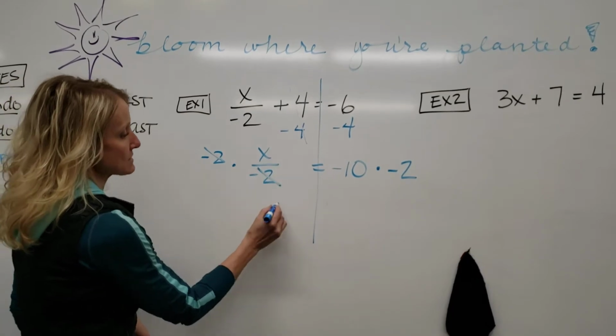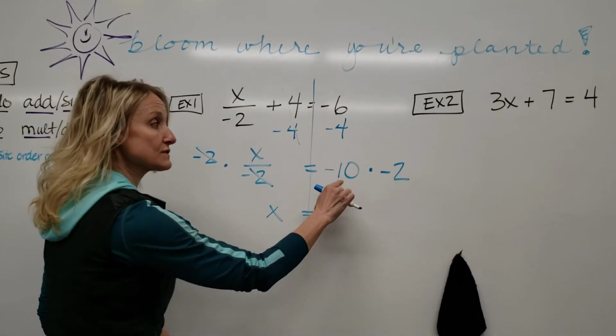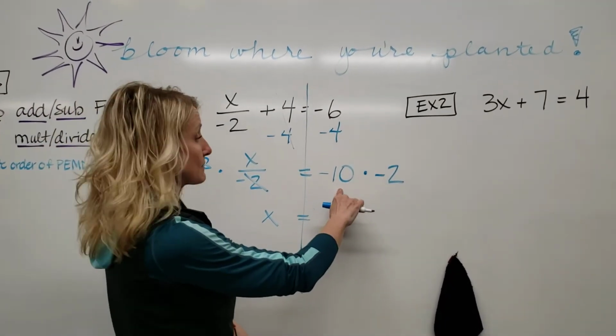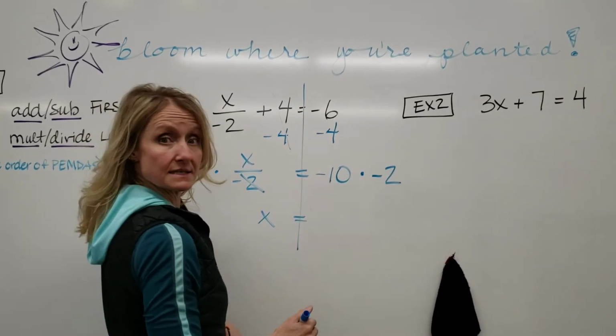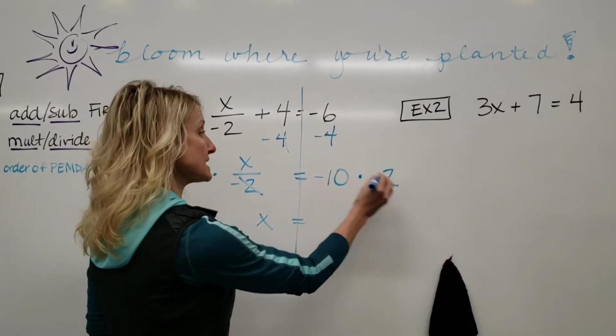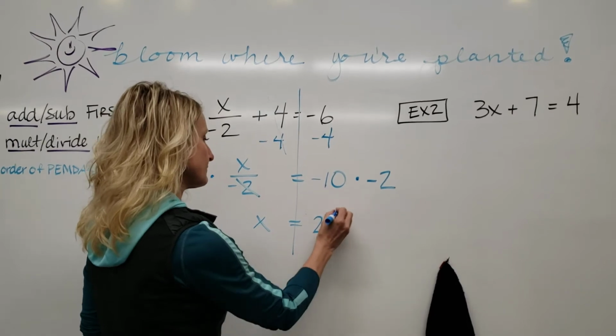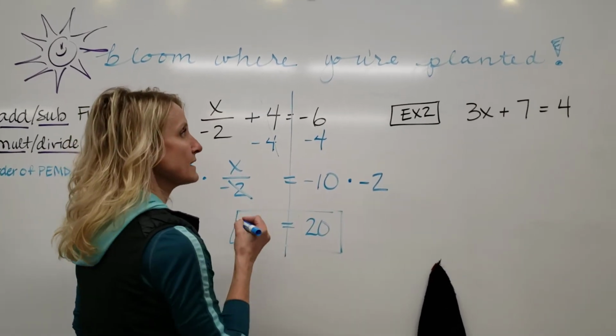Here these drop out. And then you have to remember the rules for multiplying and dividing negative numbers. A negative times a negative is a positive. So that'll be a positive, and 10 times 2 is 20. Not your answer for that one.